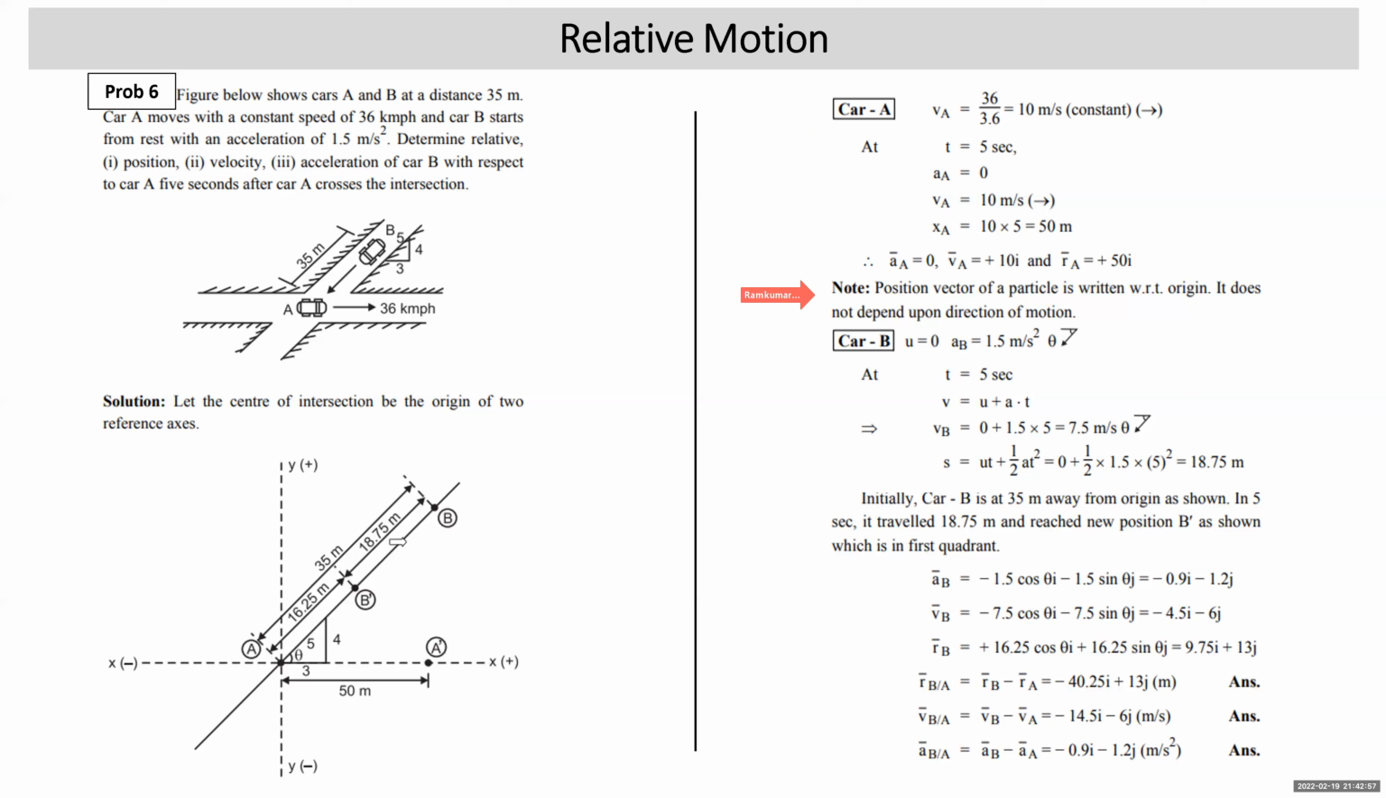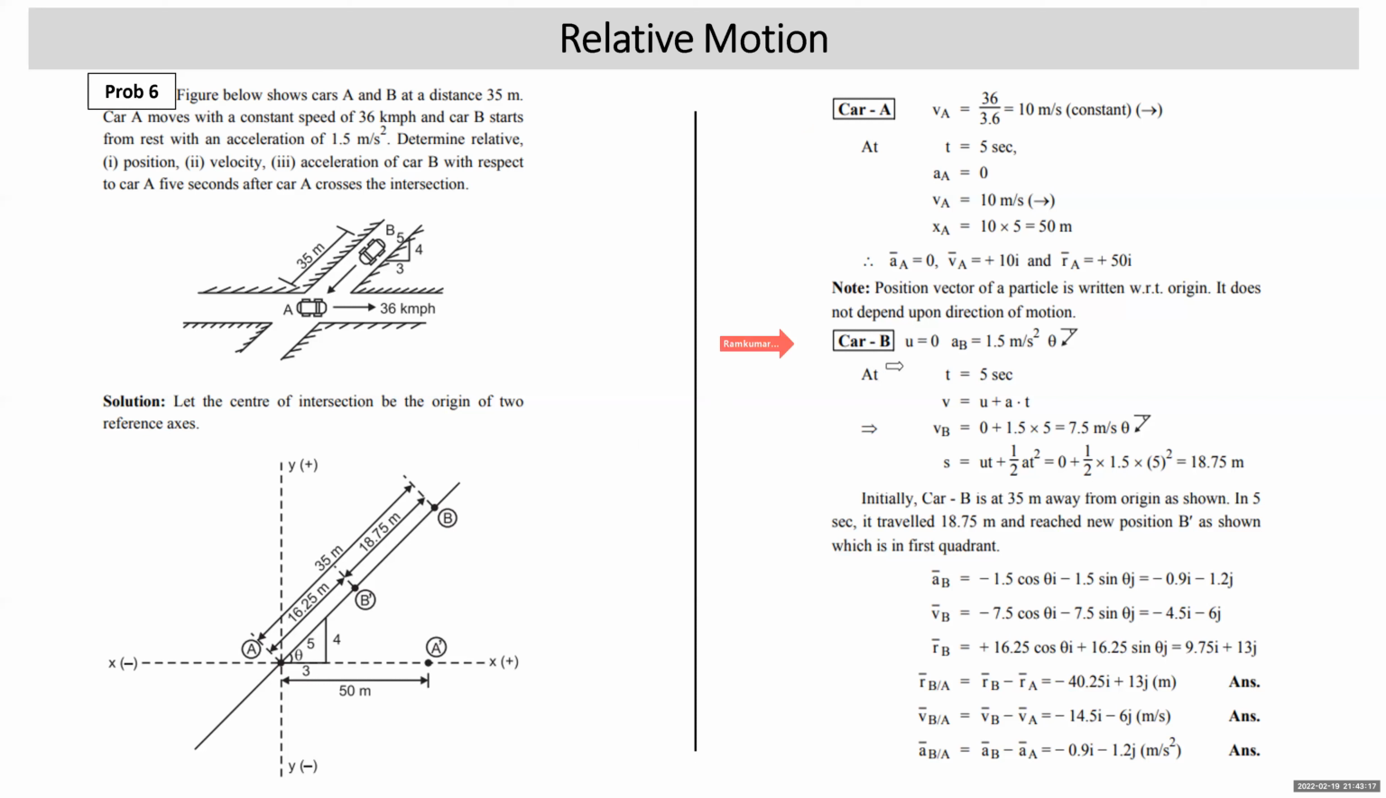See, direction of motion is needed for writing velocity and acceleration in vectorial form. But for writing the position vector, we look at the position with respect to the origin. It does not depend upon the direction of motion of the particle. So A is the initial position at the center intersection. A dash is the final position of car A, 50 meter right of the origin.